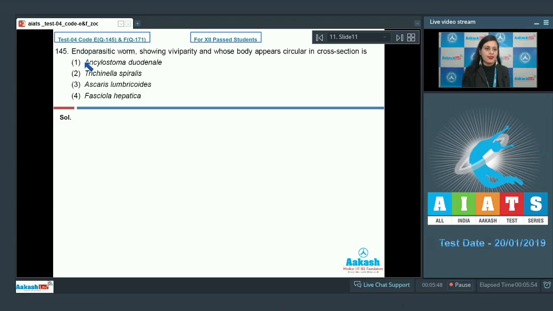Question number 145. Endoparasitic worm showing viviparity and whose body appears circular in cross section is. Now the organisms whose body appears circular in cross section are roundworms belonging to the phylum Aschelminthes. Now let's read the options.